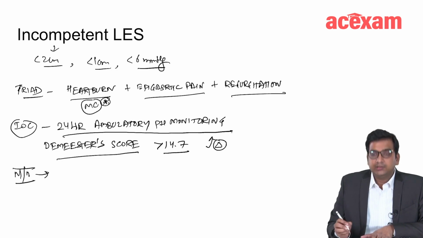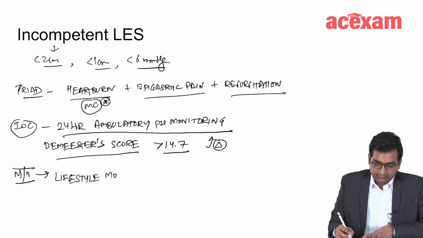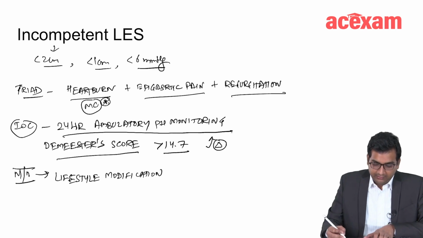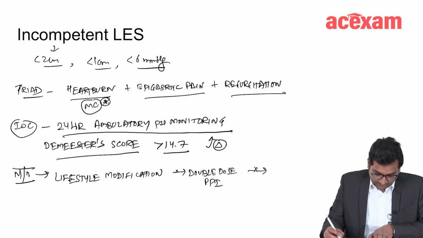And now what is the management? As I have told you, the management initially will be lifestyle modification. If there is improvement, then it is good. Otherwise, we will go for double dose PPI. And if it is not improving, then we'll go for fundoplication.